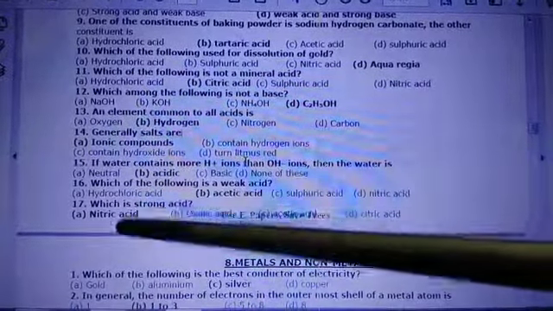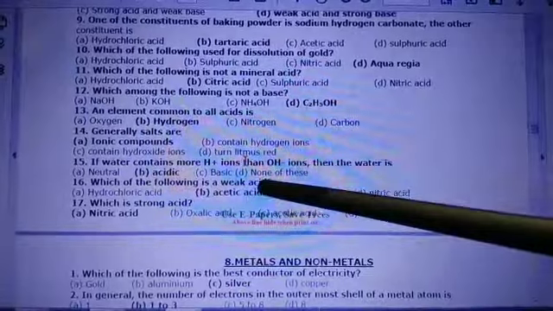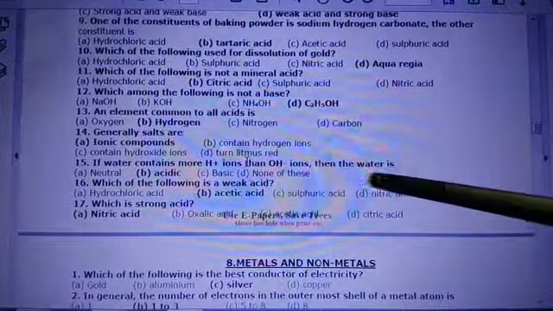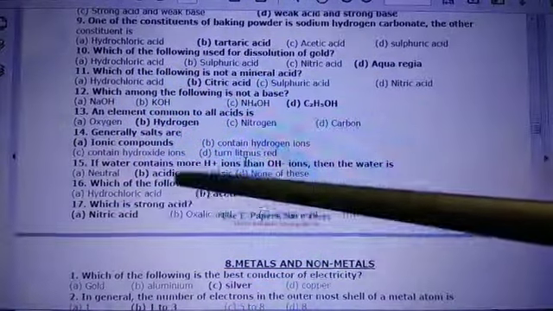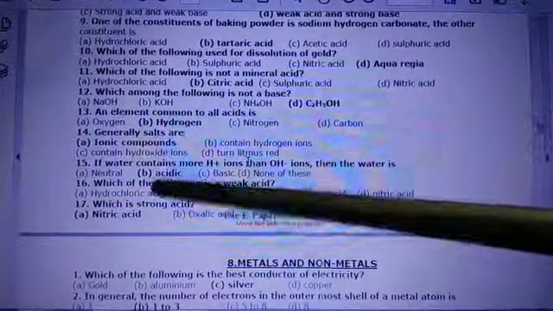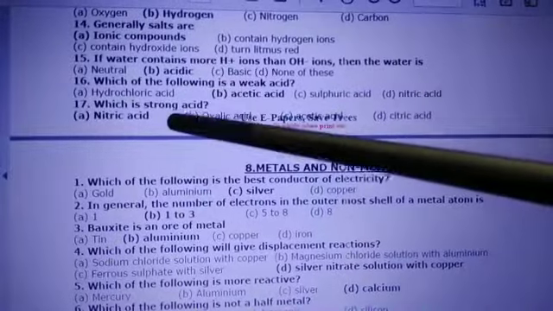Ionic compounds. 15th. If water contains more H+ ions than OH- ions, then the water is A. Neutral. B. Acidic. C. Basic. D. None of these. B. Acidic is the answer.